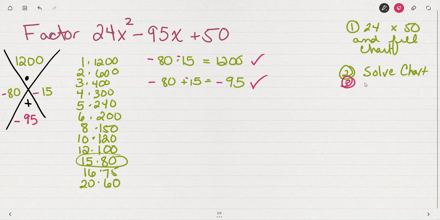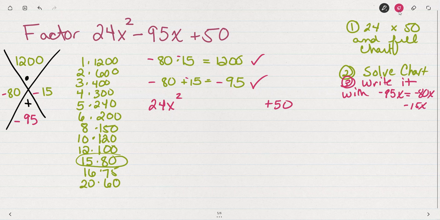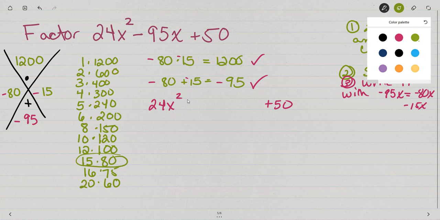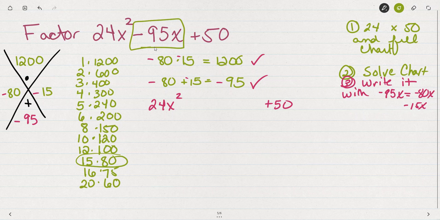Now we're going to rewrite it with negative 95x breaking down to negative 80x minus 15x. So it would look like this. We've got our 24x squared and our 50. But we're going to break that negative 95x into negative 80x minus 15x. And then factor by grouping.